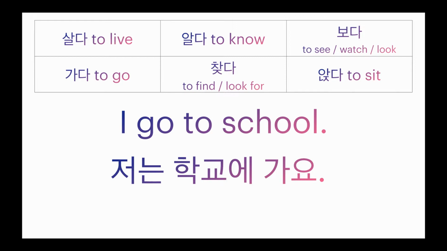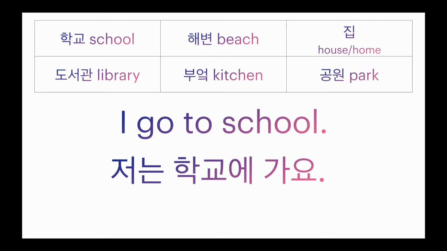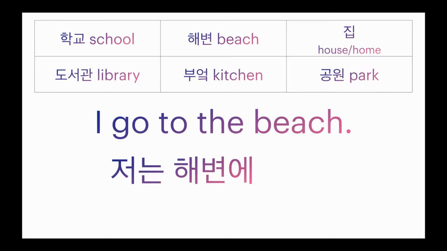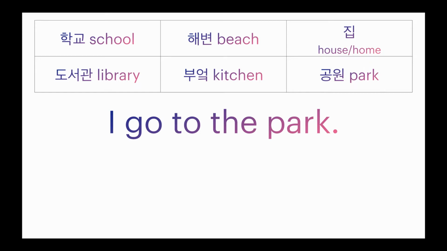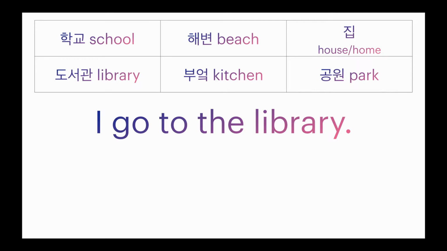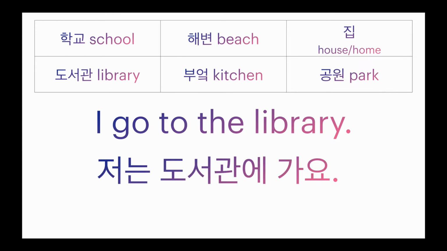Alright, so let's practice with some different locations. I go to the beach. 저는 해변에 가요. I go to the park. 저는 공원에 가요. I go to the library. 저는 도서관에 가요.